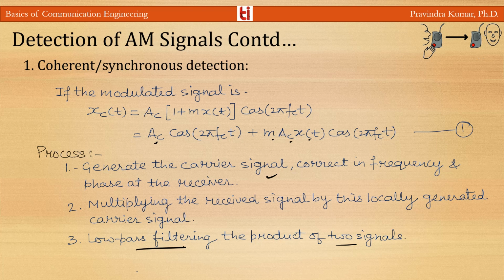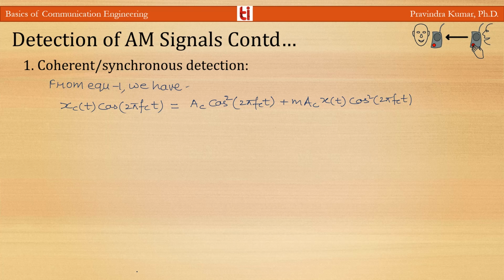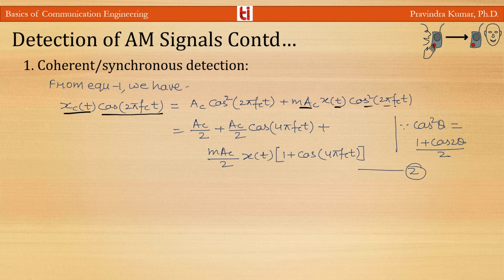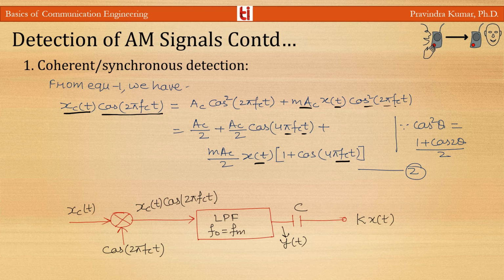For the circuit based on this, from the equation we know xc(t), so we have the amplitude modulated signal xc(t), and we multiply this with the carrier wave cos 2πfct. So it will be Ac cos²2πfct + m Ac x(t) cos²2πfct. And you know cos²θ is (1 + cos 2θ)/2. Applying this, we will get Ac/2 + (Ac/2) cos 4πfct + (m Ac/2) x(t)(1 + cos 4πfct).